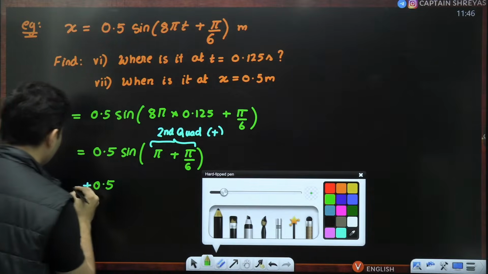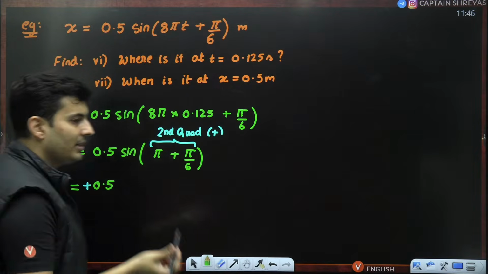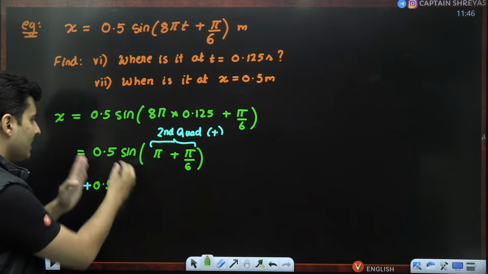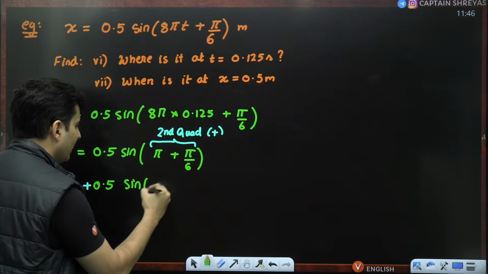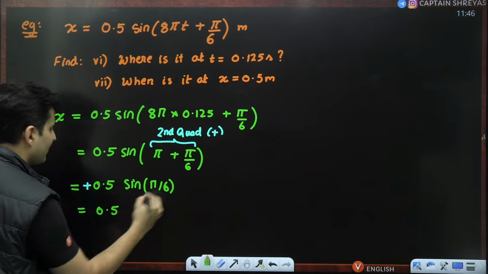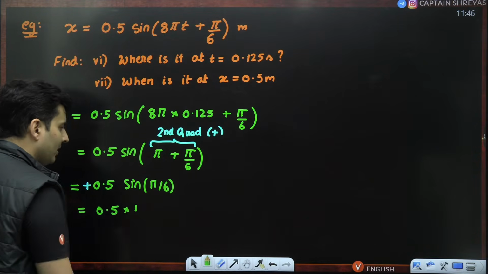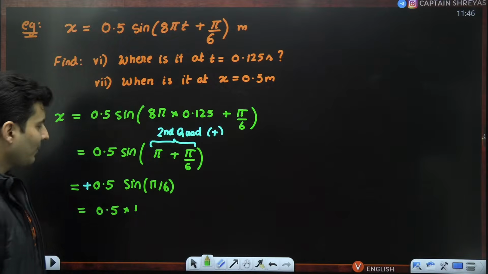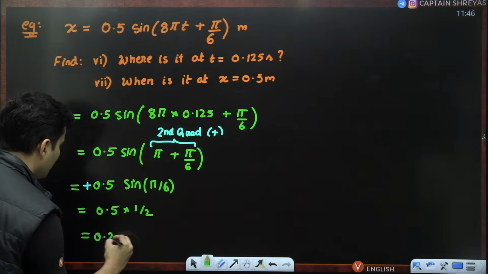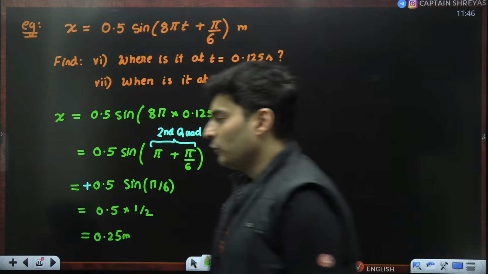Okay, that is decided. When you have sine of 90 plus something, then sine becomes cos. If it is 180 plus minus something, then sine remains as sine. So it will remain as sine of pi by 6 only. And sine of pi by 6, my dear students, that is sine of 30, which is nothing but what? Yes, it is 1 by 2. So it is basically at 0.25 meters.